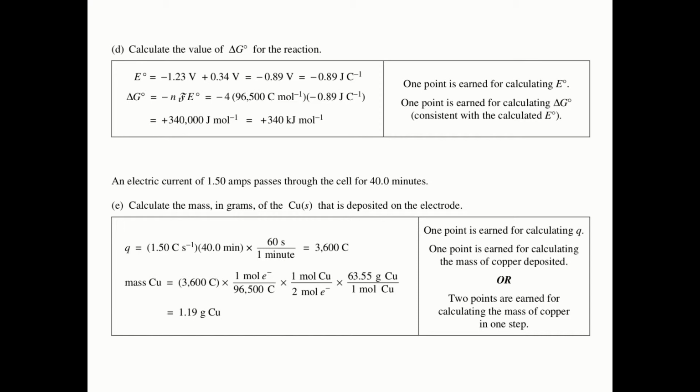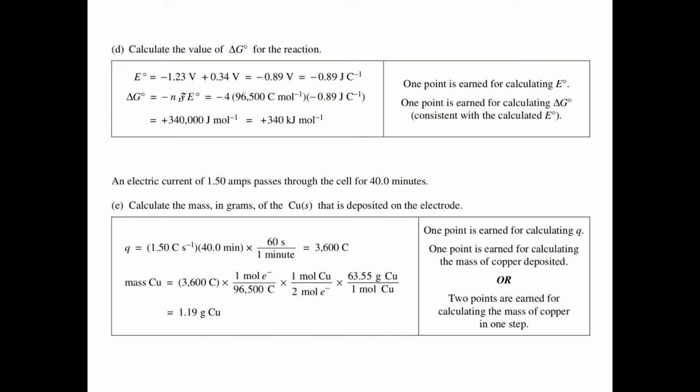For E, it says an electric current of 1.50 amps passes through the cell for 40 minutes. Okay, so I need to convert 40 minutes to seconds, so I multiply that by 60. And then I'm going to multiply it by amps, and that'll give me the number of coulombs. Okay, now I'm in coulombs. I would just keep going. They separated it out, but I'm going to divide by Faraday's constant to get into moles of electrons. I know that for every 1 mole of copper, I have 2 moles of electrons, and then you can just multiply by 63.55, so the answer you get is 1.19 grams.